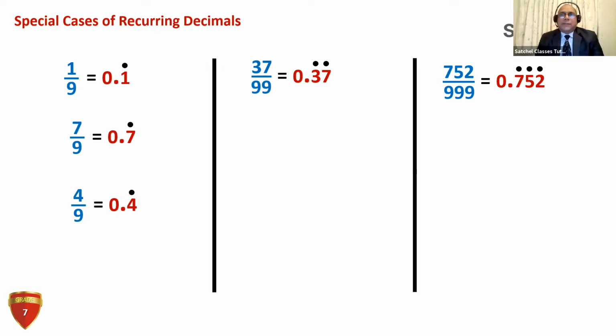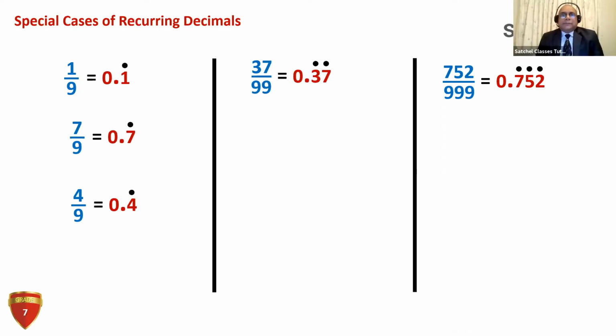How about 752 over 999? Because there are three digits, 752, and there are three nines, each of the three digits 7, 5 and 2 will recur. So it will be 0.752, all three digits recurring. Now, to express 0.752 recurring, you need not put the dots over each of the three digits. All you could have done is put a dot over 7 and a dot over 2. That means anything in between these two, including both of them, will keep repeating.